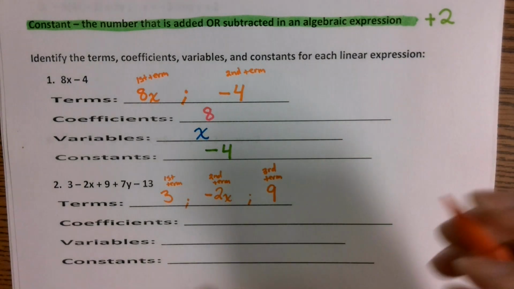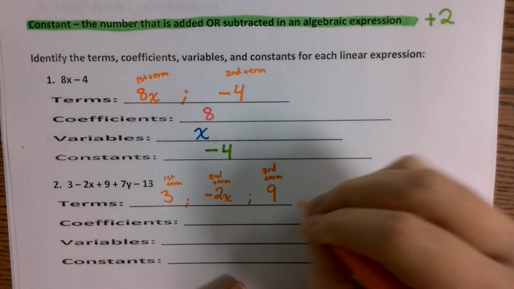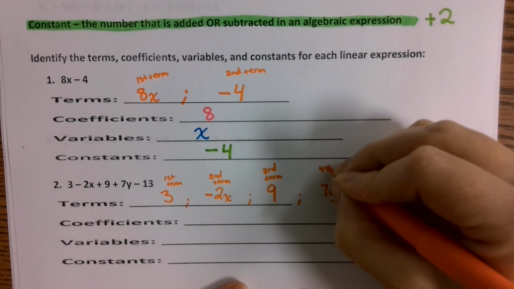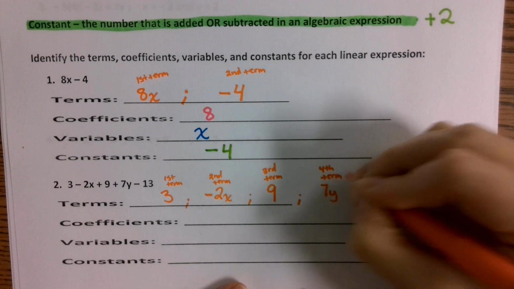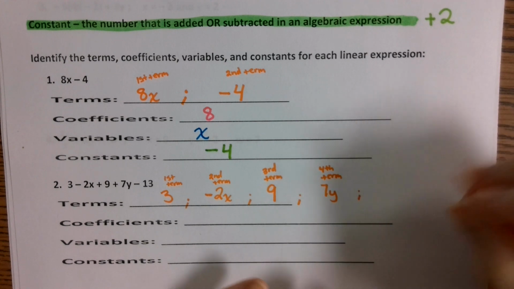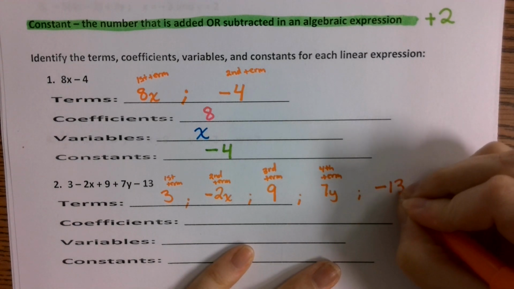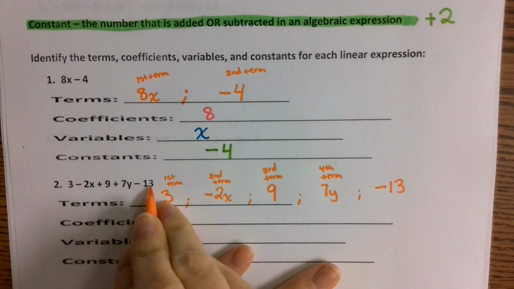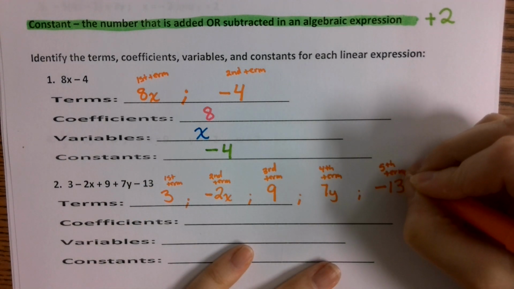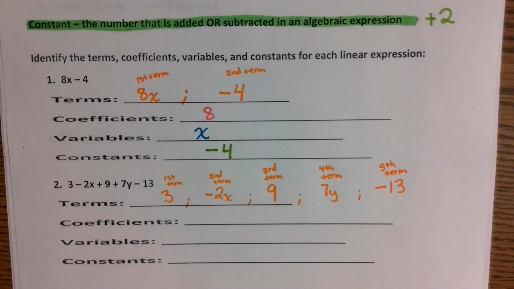Okay, what's the next one going to be? Brian? 7y. Very good. So that's my fourth term. And it's a positive, right? Because it's got a plus sign in front of it. And what's my last term, Dayana? Negative 13. Very good. That minus sign belongs to the 13. That's my fifth term.